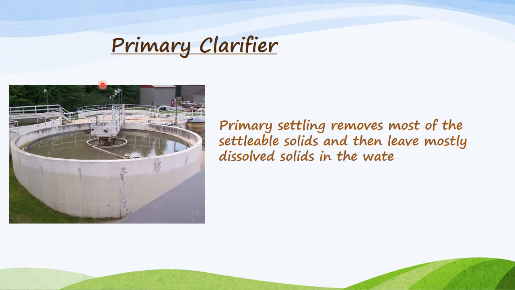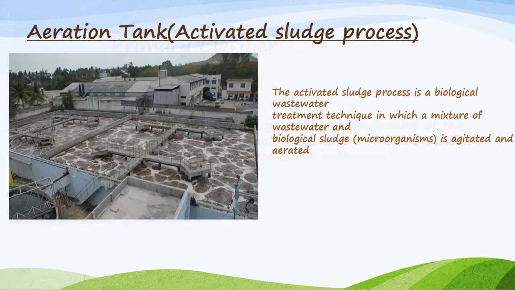This is the primary clarifier. In this primary clarifier, normally suspended solids are removed. So this is a large circular tank. The next step is biological treatment. This biological treatment contains an aeration tank and a secondary sedimentation tank.